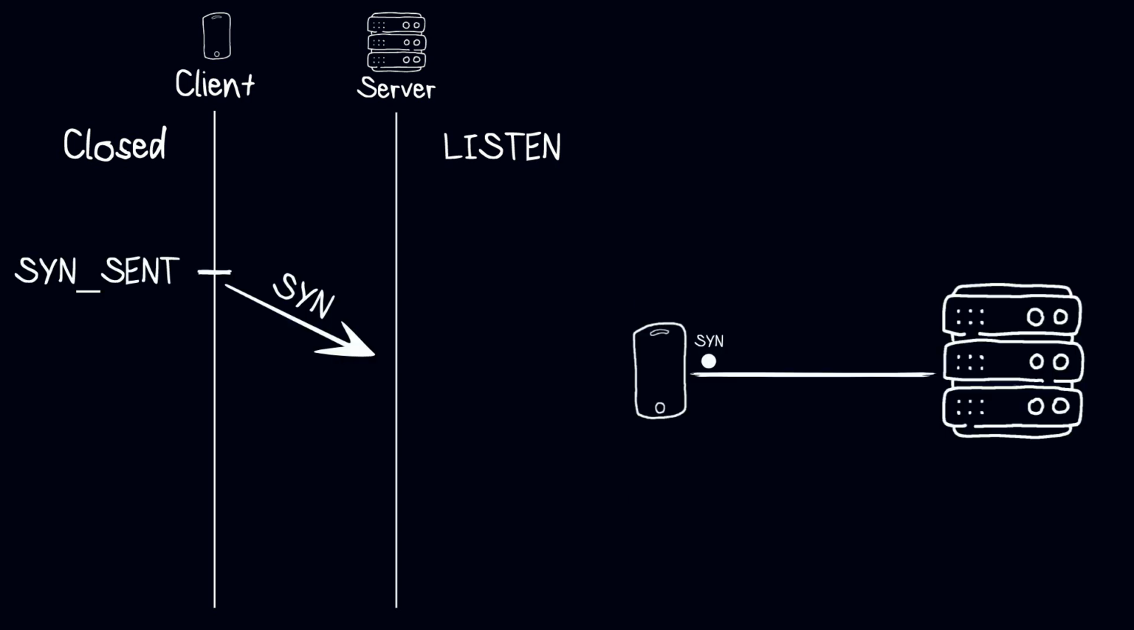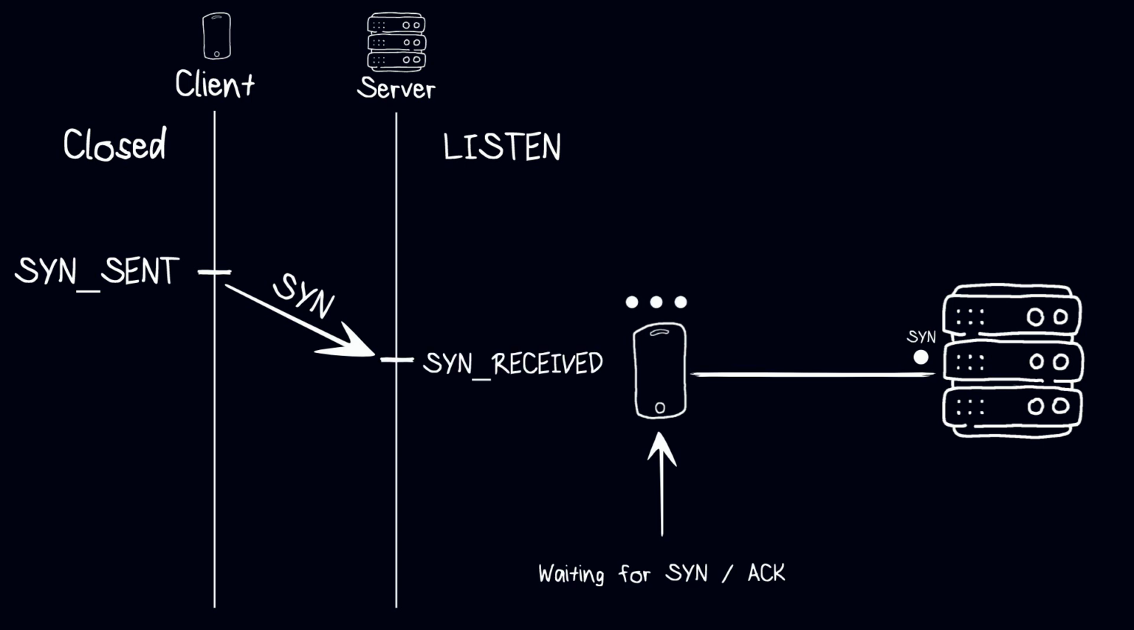In the SYN-sent state, the client sends a SYN segment to the server to initiate a connection. The client is waiting for a SYN-ACK segment from the server. In the SYN-received state, the server receives the SYN segment from the client and sends a SYN-ACK segment in response. The server is waiting for an ACK segment from the client.